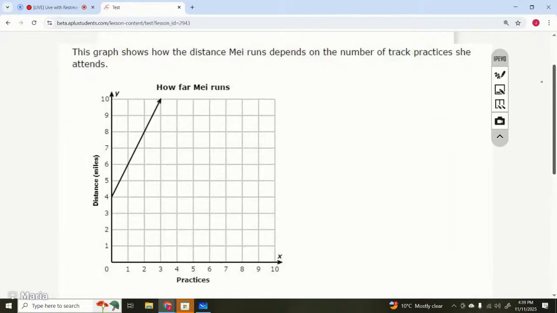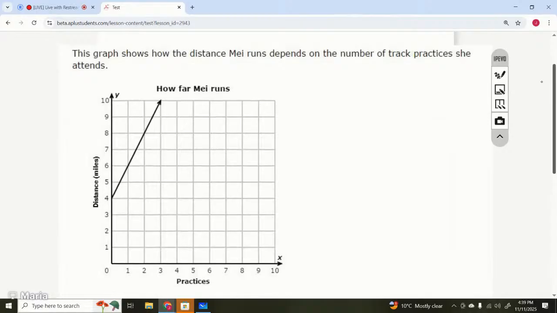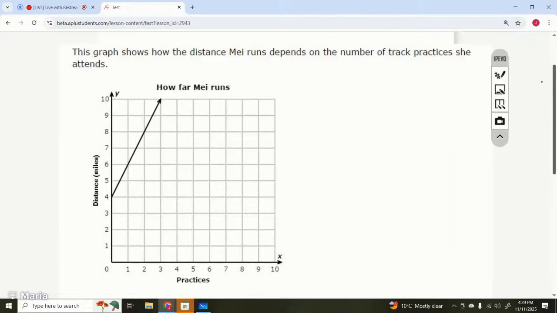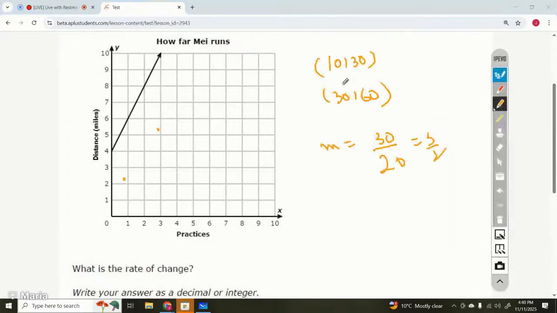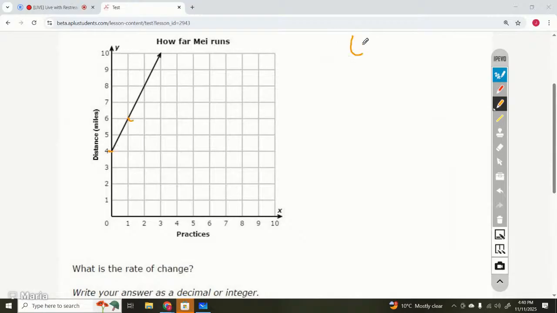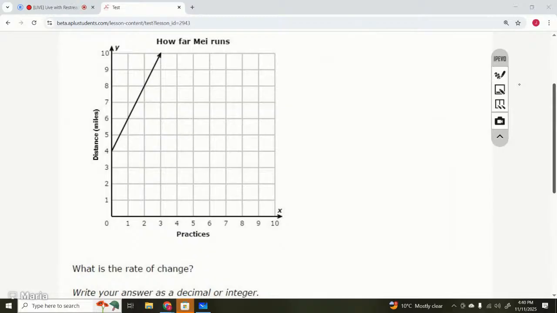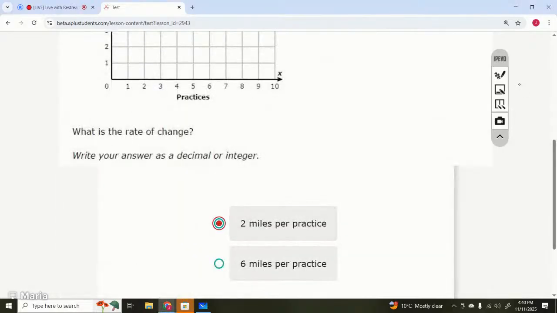The graph shows the distance depends on the number of track practices she attends. What is the rate of change? So the points on the graph are, here is the first one and here is the second one. X is 0, Y is 4, X is 1, Y is 6. That is 2 by 1. The correct option is 2, option number 1.